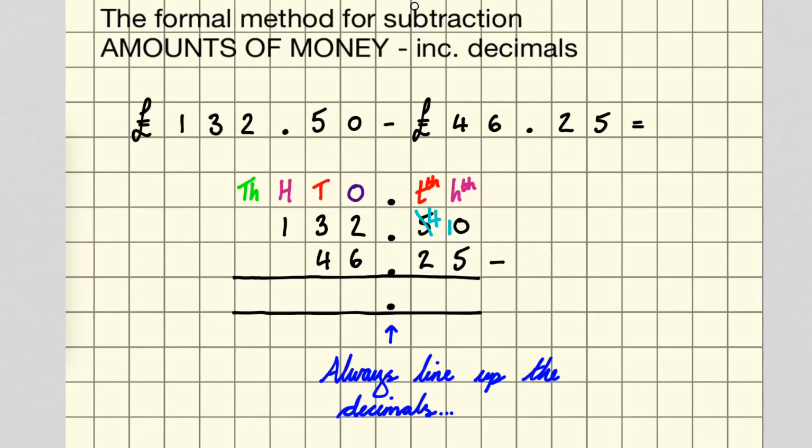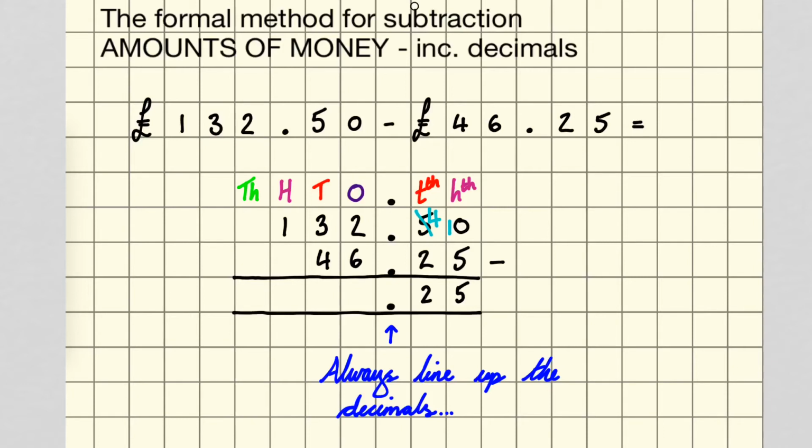And just like any exchange, we cross out this 5, leaving only 4, and we take 1 across and put it here, so we end up with 10. It's 10 hundredths. And we do 10 hundredths, take away 5 hundredths, and then the 4 tenths, take away 2 tenths, and that leaves us with 0.25, 25 pence.